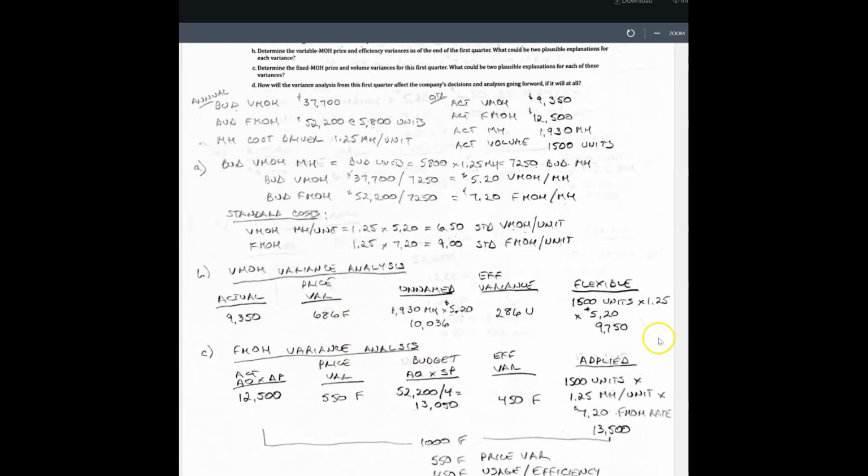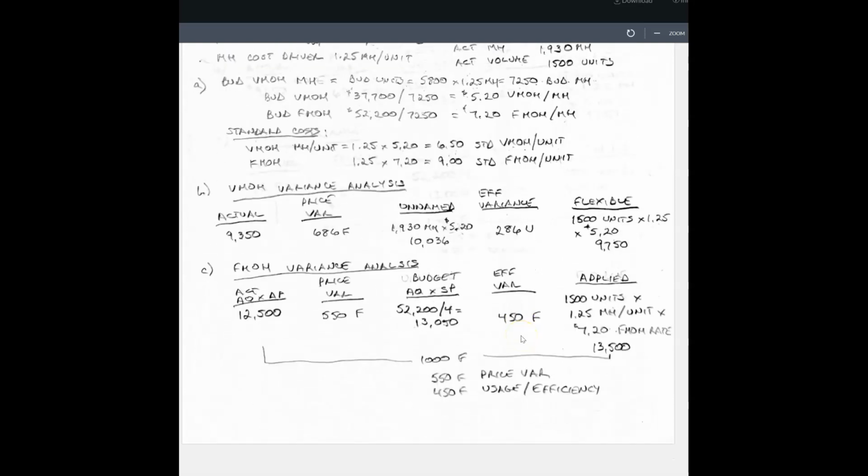And then to look at efficiency, what do we have here? My flexible budget would say, okay, we produced 1,500 units. That's our actual volume, and it should have been 1.25 machine hours per unit times $5.20. That's our variable manufacturing overhead rate per machine hour. Okay, so the difference between these, we spent more than what the budget was, so that would be a $286 unfavorable variance. Okay, now let's look at the fixed overhead.